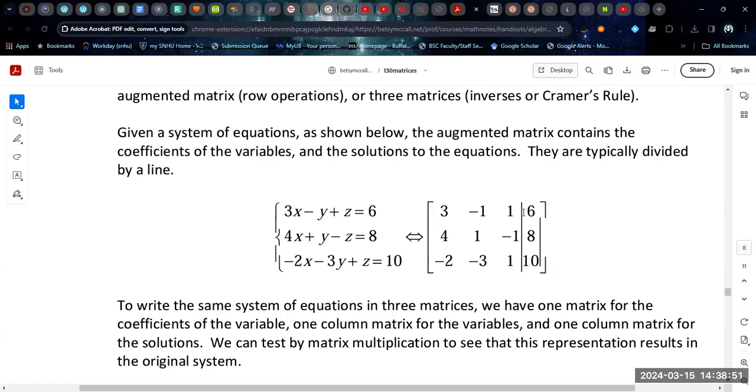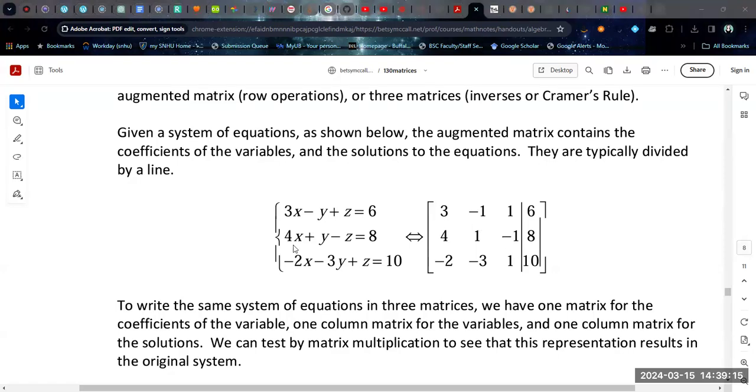Sometimes in augmented matrices, you will see a line separating the coefficients of the variables from the constants, but this is not universal. Sometimes it's just there in the beginning to remind you there are really two things going on in this matrix, but typically after a while, people will stop writing it.